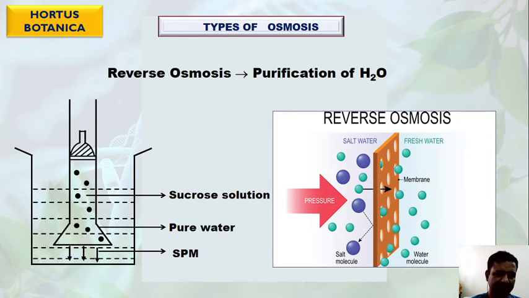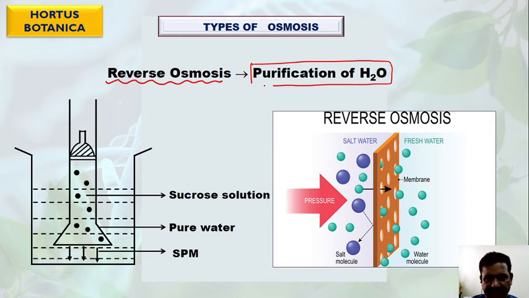Now let's see the third type, my dear, and this third type of osmosis is called reverse osmosis, and it is used for the purification of water. What happened here? I told you in the first case that we created inside a very good sucrose solution, and due to that water was not going inside.